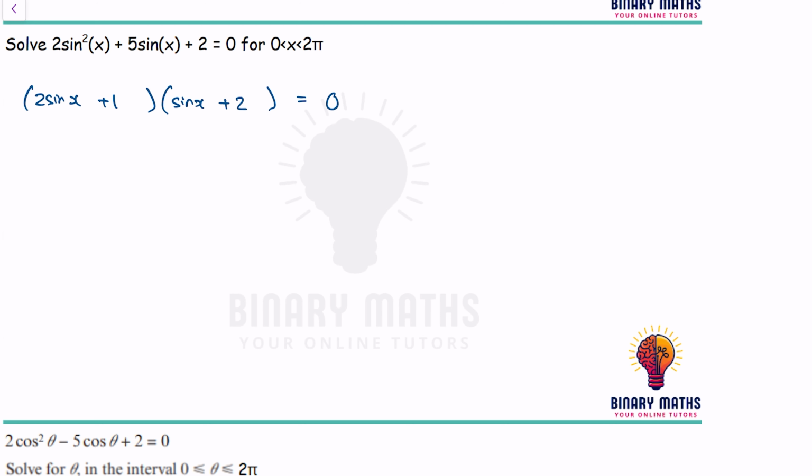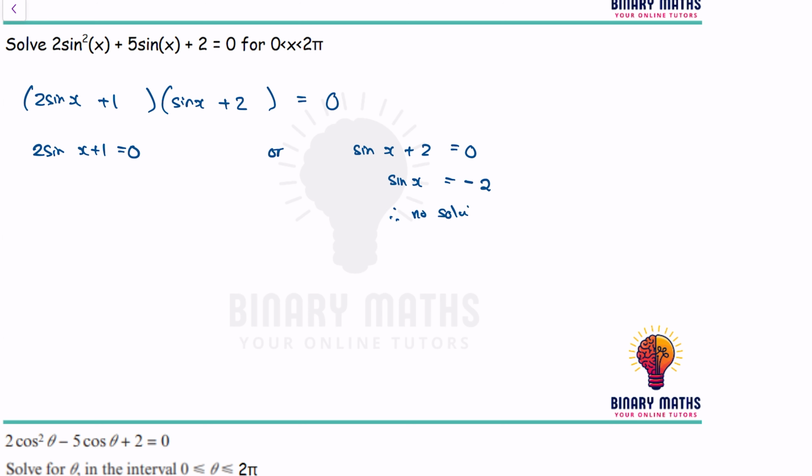So that's right. So either 2 sine x plus 1 is equal to 0, or sine x plus 2 is equal to 0. This means, let's deal with the second one first. Sine x is equal to negative 2. Now that means there are no solutions, therefore no solutions.